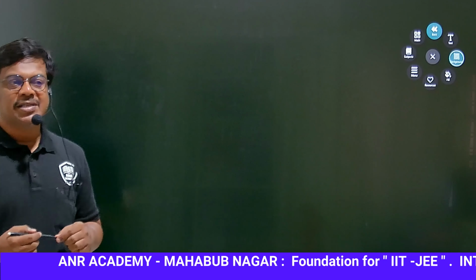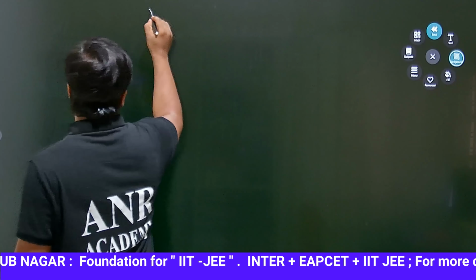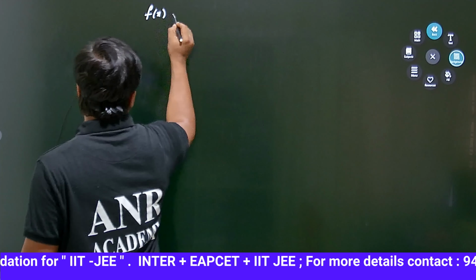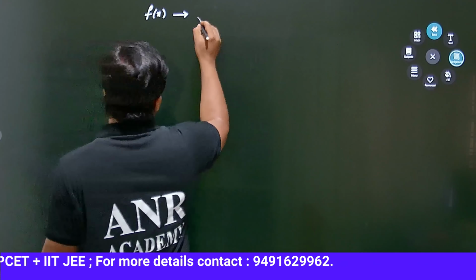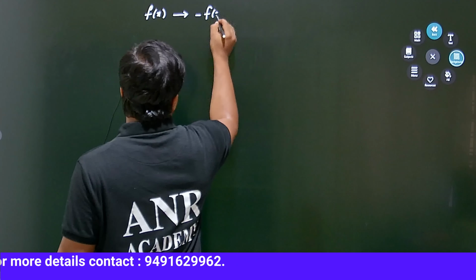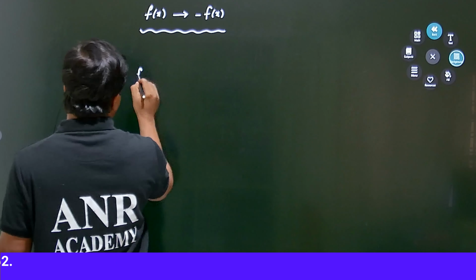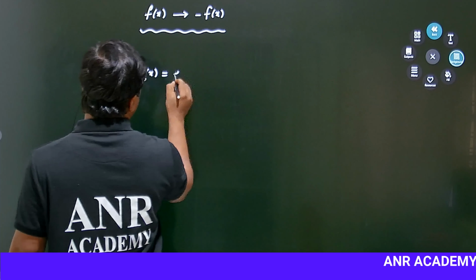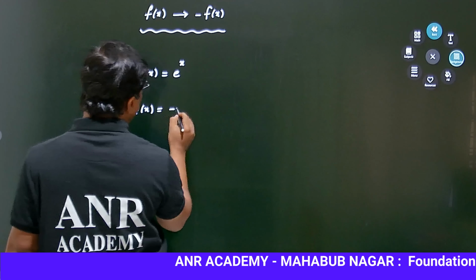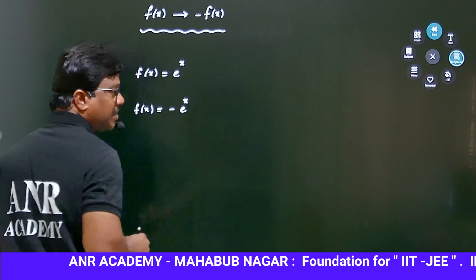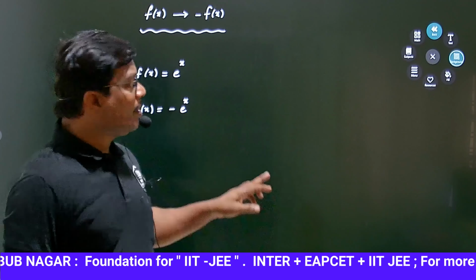Today we are going to discuss graphical transformations. Suppose if you know the graph of f of x, then let us see how to draw the graph of minus f of x. For example, if you know the graph of f of x equal to e power x, then how can we draw the graph of f of x equal to minus of e power x? Let us observe the graphical transformation from e power x to minus e power x.